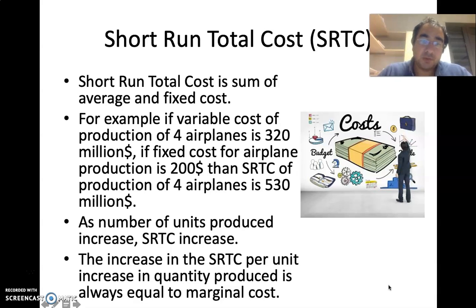Then short-run total cost of producing an airplane is 520. Actually, this should be 20. I should correct it. $1 million.